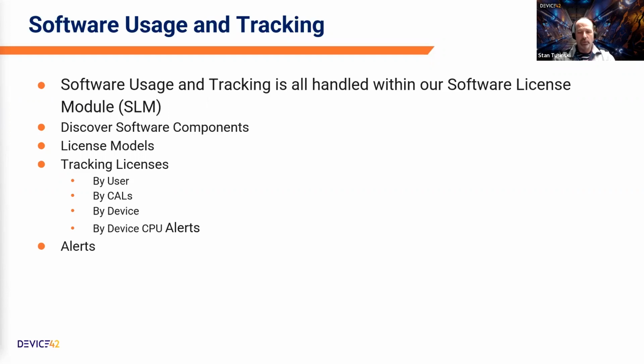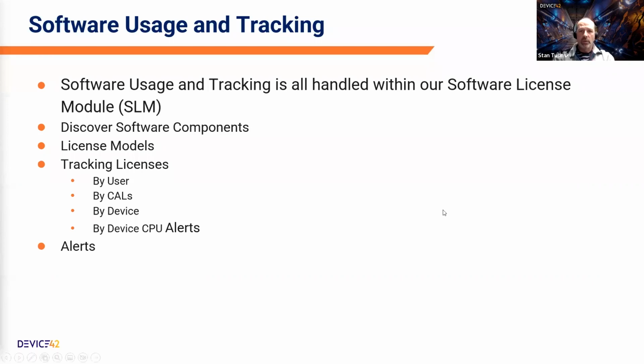That feature is what we call our SLM module, software license module. It allows you, from discovery, as you're discovering the software, to assign license models to those software components that you discover for tracking. You can then learn if you're over usage, under usage, how many licenses are allocated, maybe per person or per business unit. So there are different ways that you can track those things.